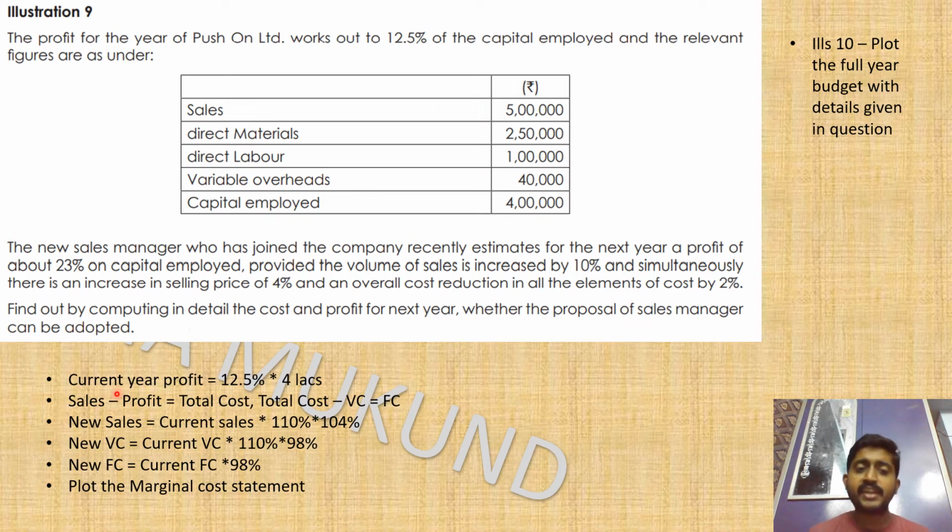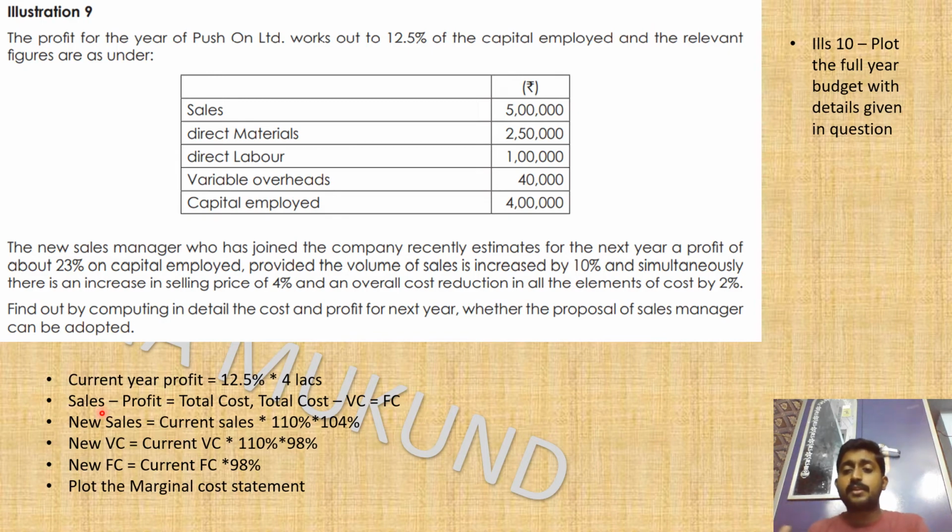Okay, so current year what is the profit? So 4 lakh is the capital employed, 12.5% is the profit. So we can apply the 12.5% on 4 lakhs and find the profit. Now you have the sales revenue, and you have the profit.